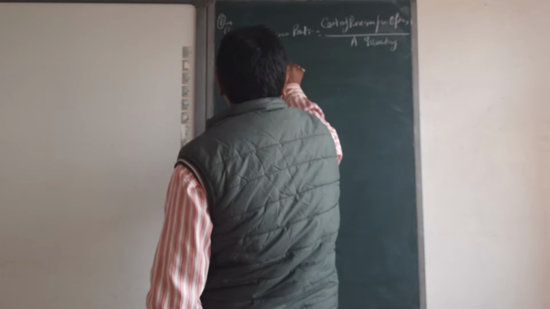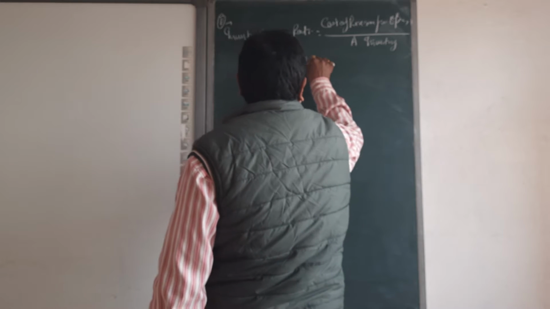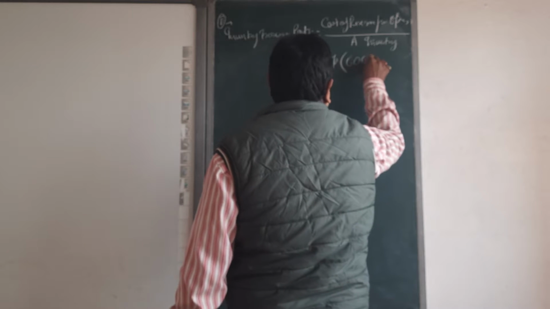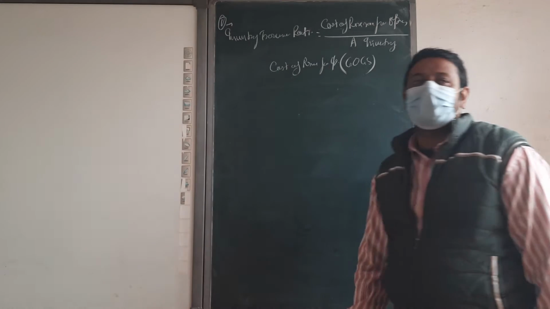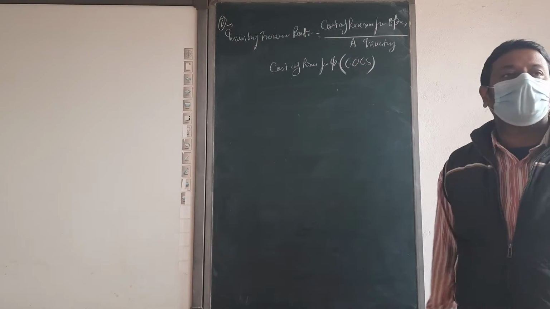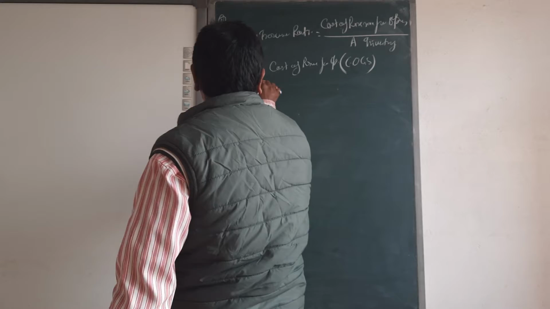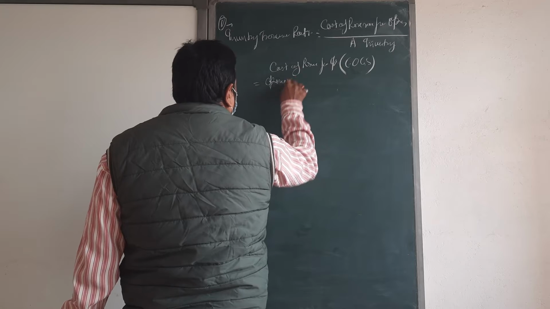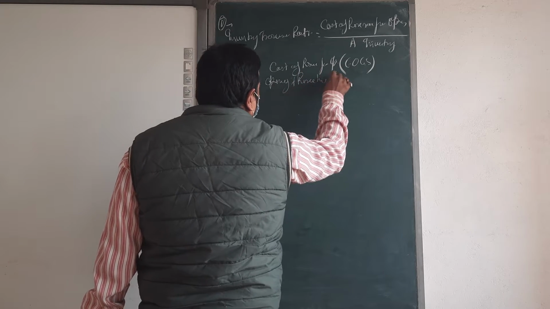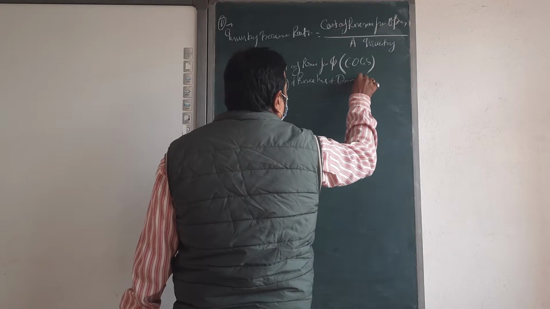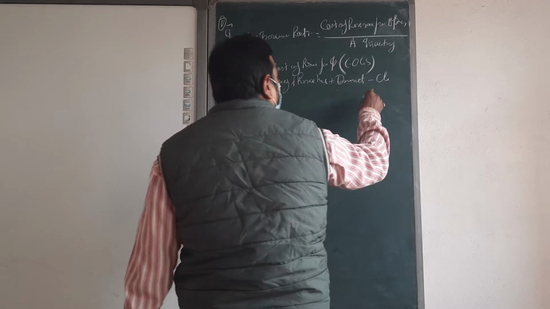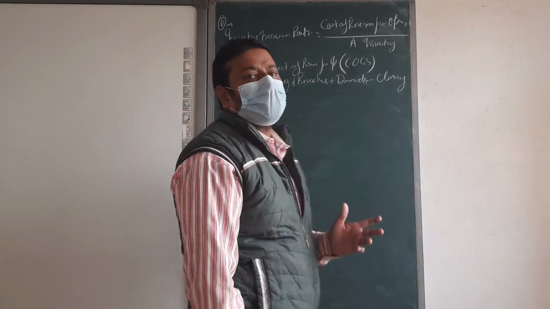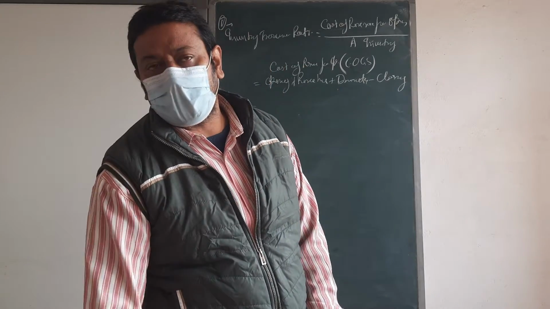I think you are well known about the cost of revenue from operation or cost of goods sold. Cost of goods sold is opening plus purchase plus direct expense less closing. Or one more formula is there, cost of revenue from operation upon net gross profit.